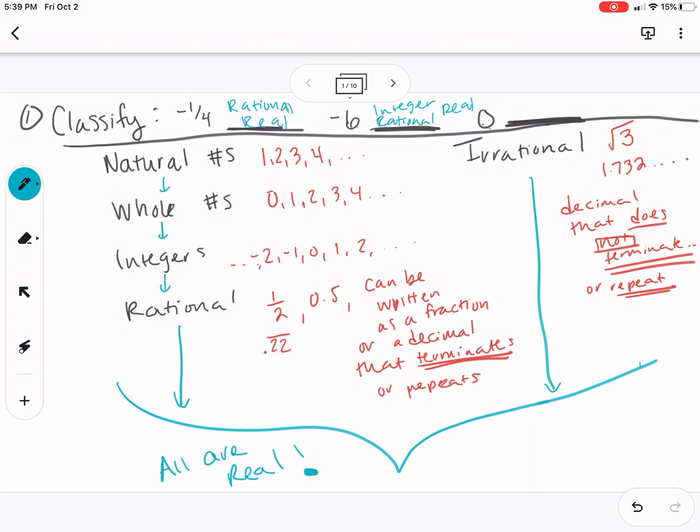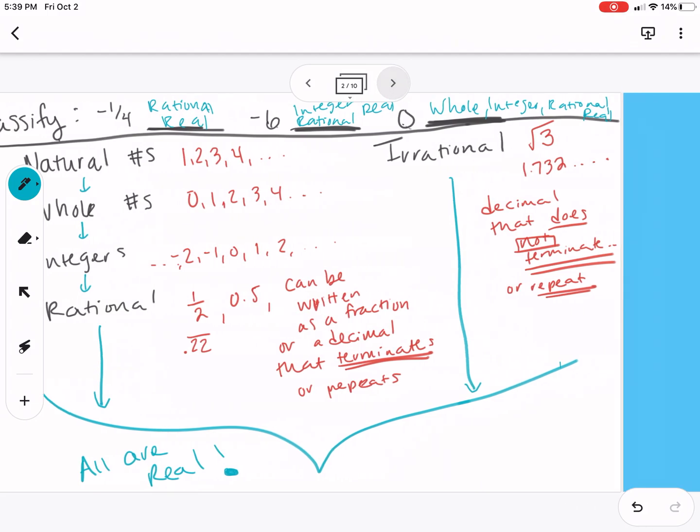0 is a whole number, and if it's a whole number, it's also an integer, rational, and real. So if you look at your chart, whole numbers, 0 is there, but it's also included in the integers. It's also rational because you can write it like 0.0 or 0 over 1, and all numbers are real.